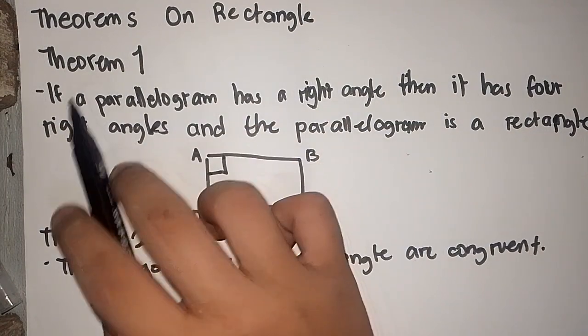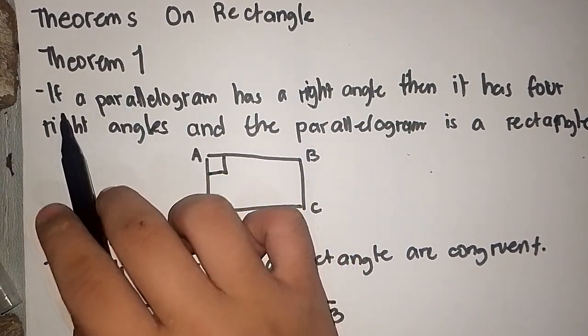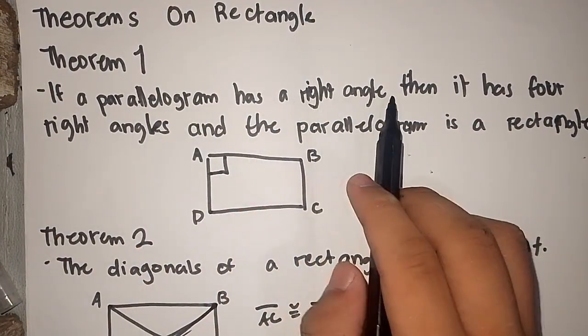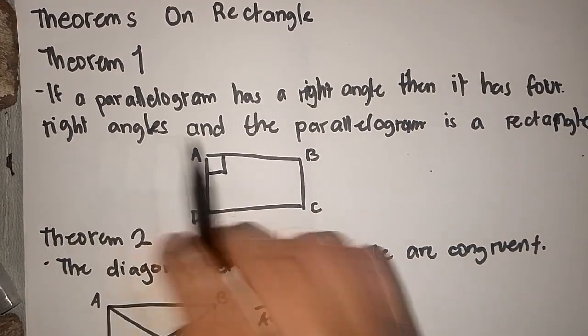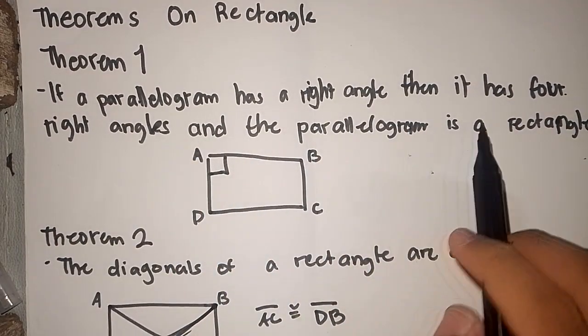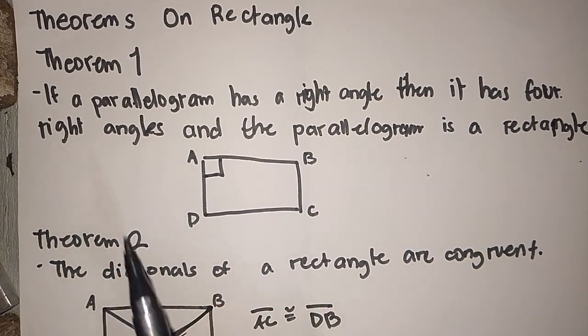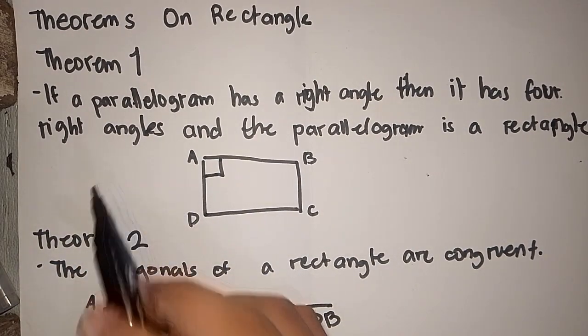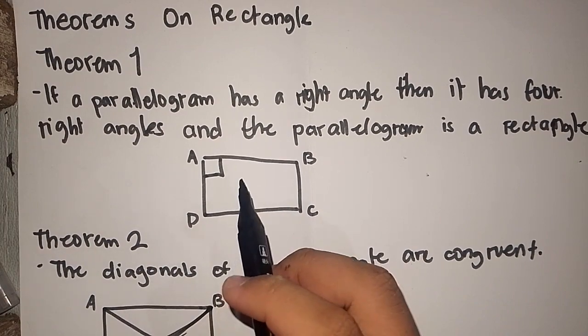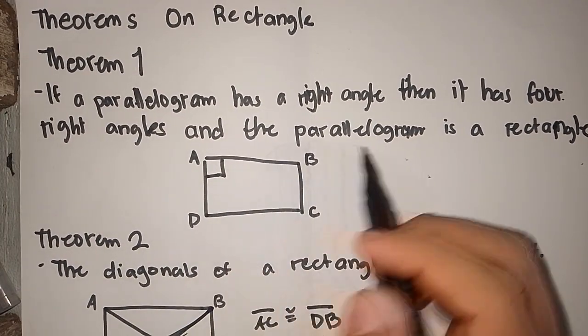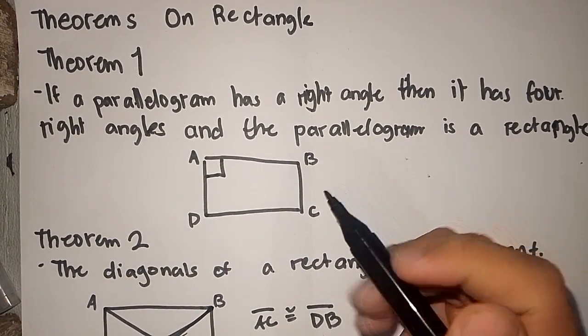Theorems on rectangle. Theorem 1. If a parallelogram has a right angle, then it has four right angles, and the parallelogram is a rectangle. So if a parallelogram has a right angle, then it has four right angles, and that parallelogram is a rectangle.